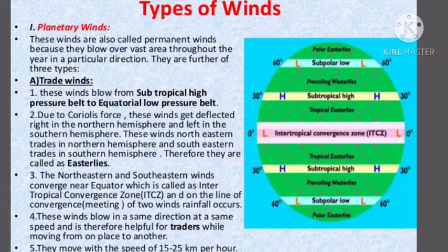the westerlies and the polar winds. Now, what are the trade winds, or we can say the permanent winds? One more time, the winds which blow from the subtropical high pressure belt to the equatorial low pressure belt are called trade winds. These winds blow constantly in the same direction. They are also called the easterlies as they blow from the east.